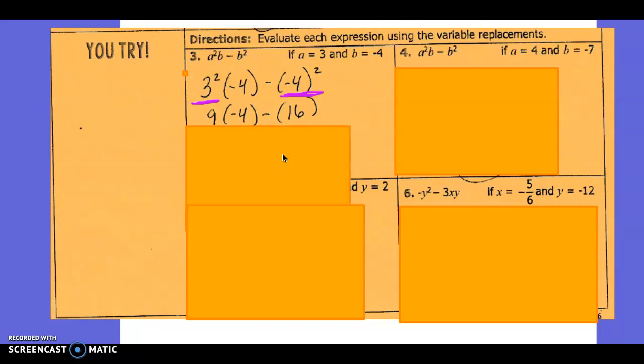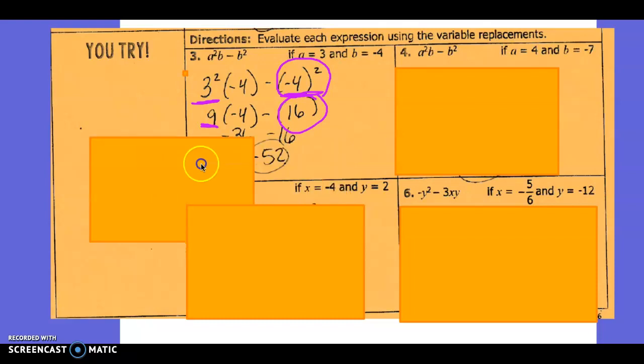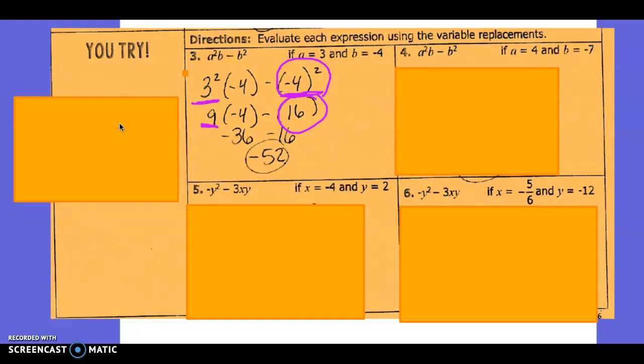I have 9 times negative 4 minus a positive 16. Again, 3 squared was 9, and negative 4 squared, this whole thing here, became positive 16. Now I need to follow my order of operations. I need to multiply before I subtract, and 9 times negative 4 is negative 36, and then I subtract the 16, and my final answer then is negative 52.